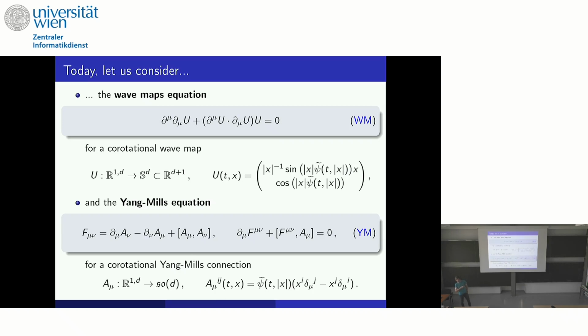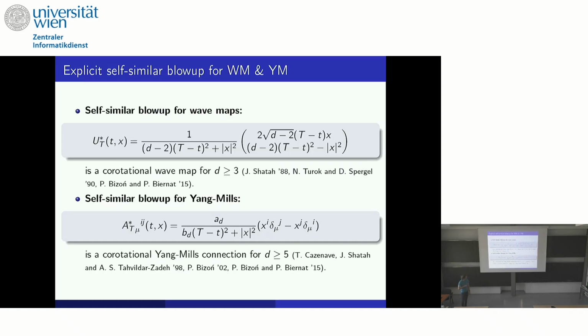Both the Yang-Mills equation and the wave maps equation enjoy a scaling symmetry. Solutions that are invariant under the scaling symmetry play an important role in the description of the breakdown of solutions. Solutions which are invariant under the scaling symmetry are called self-similar. For both types of equations, self-similar blow-up solutions are known explicitly in closed form.